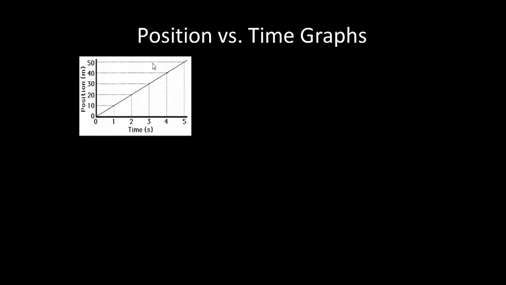Okay, take a look at the graph on your screen. What kind of information does it tell you? If we focus just on the shape of the graph, what it's telling us is that an object is moving with a constant velocity. Every second that goes by, our position has changed by a value of 10 meters.